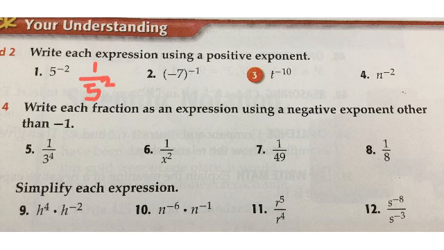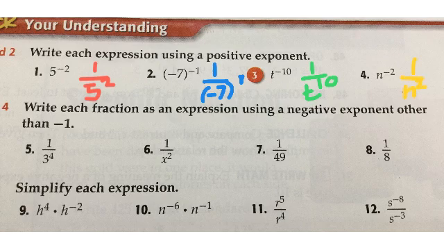1 over 5 to the second power. The answer to 2: okay, it should be 1 over negative 7 to the first power. Three: 1 over t to the 10th power. And then 4: 1 over n to the second power.